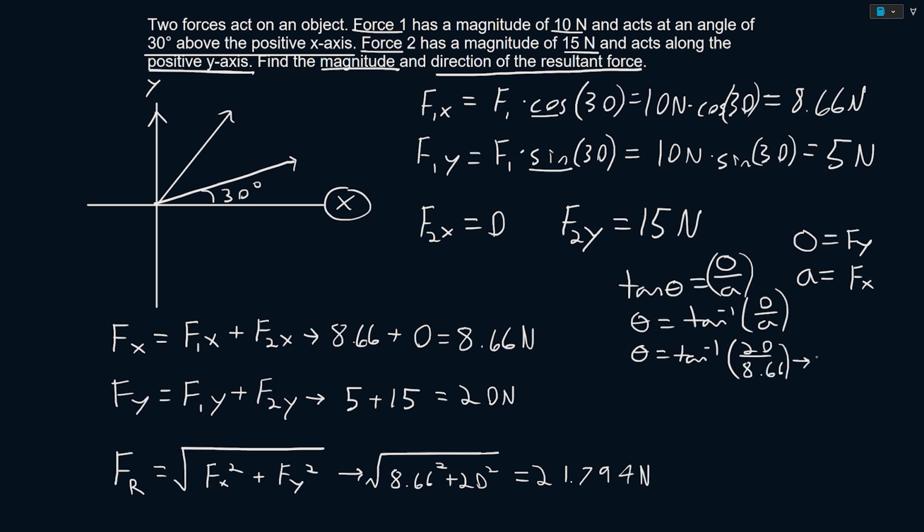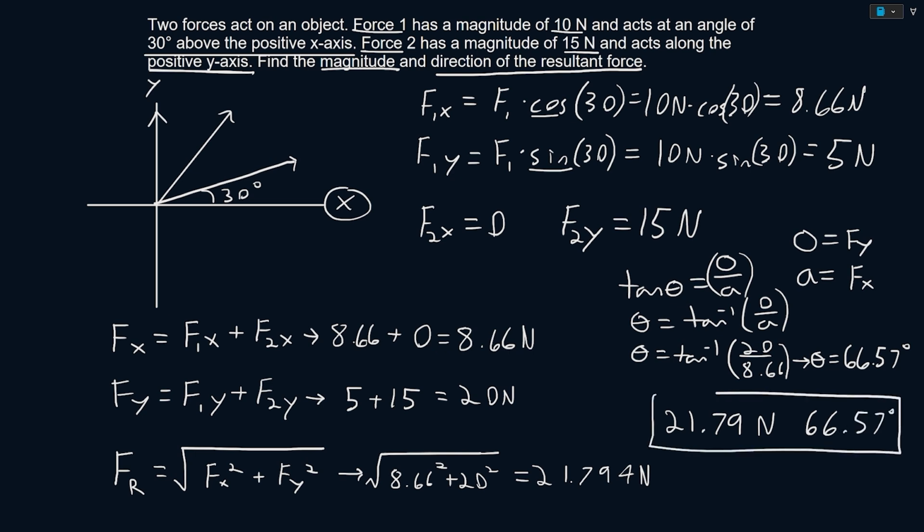Plugging into the calculator, we get that theta is equal to 66.57 degrees. And our final answer is that the resultant force has a magnitude of 21.79 newtons and is 66.57 degrees from the positive x-axis.